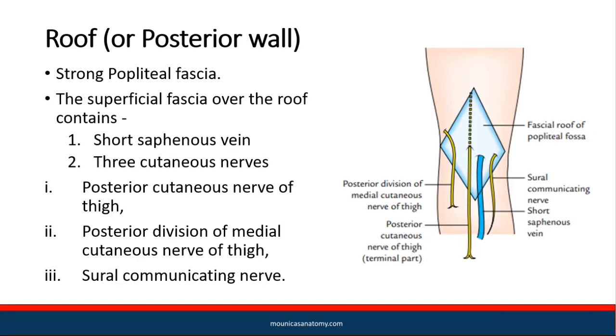Roof is formed by strong popliteal fascia. Superficial fascia over the roof contains short saphenous vein and 3 cutaneous nerves.